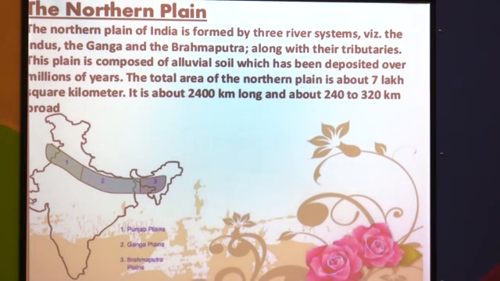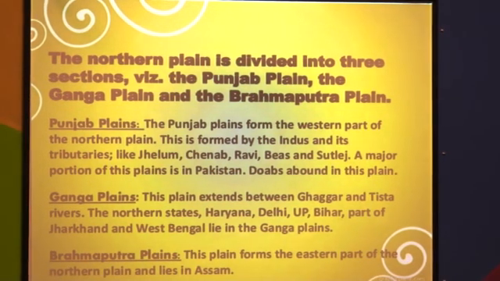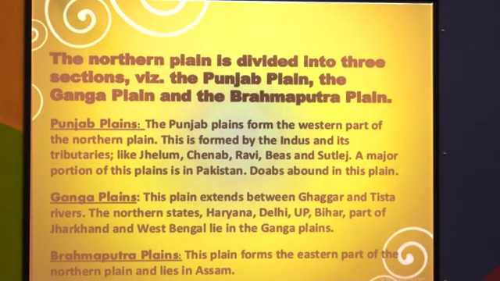So see here, the first one Punjab plain, second one Ganga plain and third one Brahmaputra plain. 7 lakh square kilometer area from here to here, 2400 kilometer long and 240 to 320 kilometer broad, is found in the northern plain of India. When we discuss the northern plain, the rivers are coming from the northern mountain area, and due to more depositional work and gentle slope, the velocity of the river decreases.